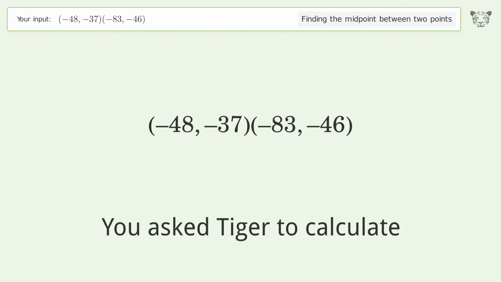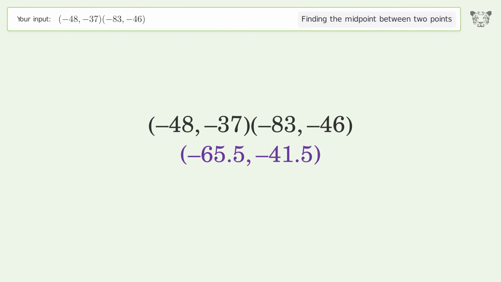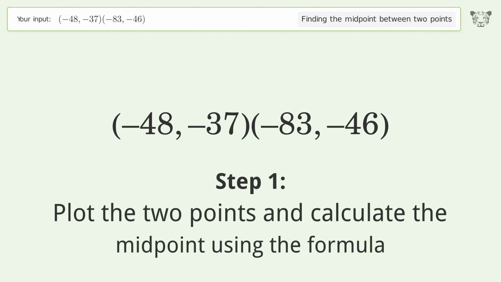You ask Tiger to calculate. This deals with finding the midpoint between 2 points. The midpoint between the 2 points is -65.5, -41.5. Let's solve it step by step. Plot the 2 points and calculate the midpoint using the formula.